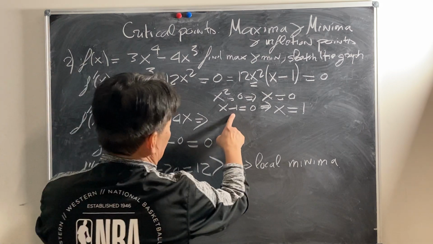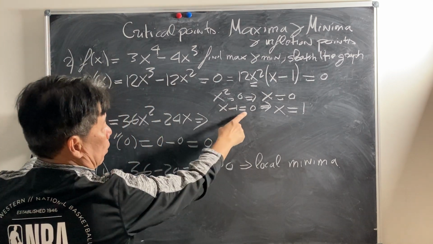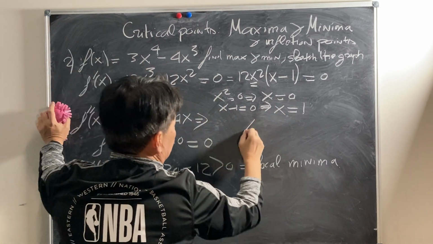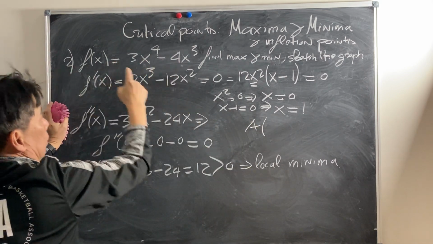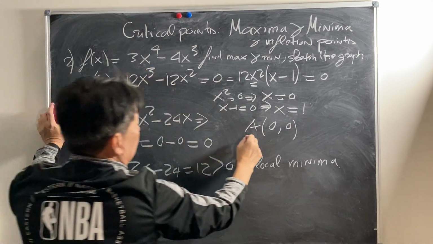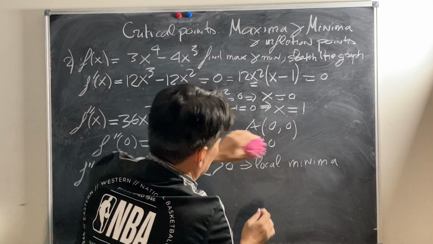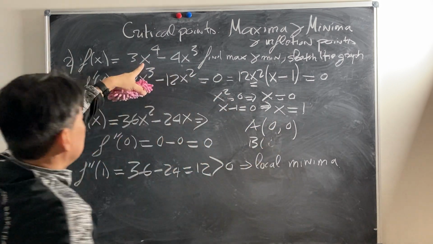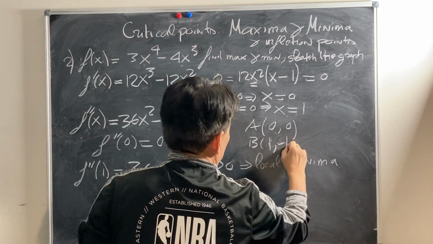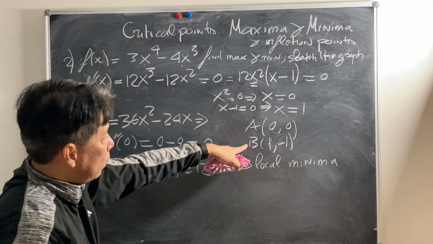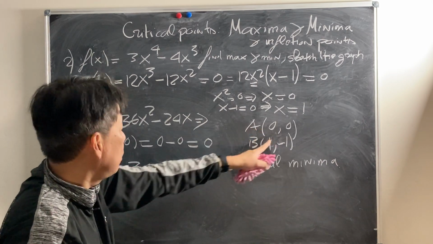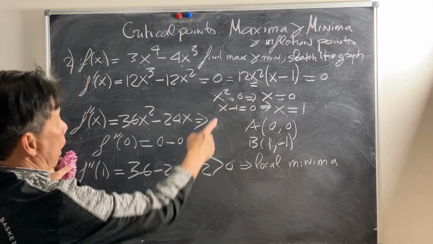Okay, so we need to find the points. That means you need to substitute x equals 0 into the original function to find y. So at point A, when x equals 0, y equals 0. When x equals 1, substitute in here, you get 3 minus 4, which is minus 1, so y equals minus 1. Okay, so the point (1, minus 1) is the local minimum, and the point (0, 0) is the inflection point. Okay, so now sketch the graph.